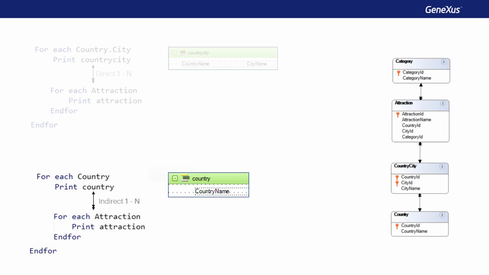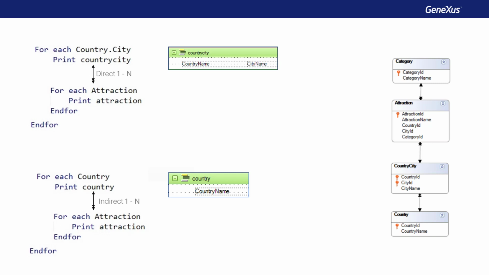The second is indirect. The base tables of the external and nested for each are country and attraction. If we look closely, each country has n cities, each one with n attractions. The base tables of the for each commands do not have a direct one-to-n relationship, but they do have an indirect one, through the country-city table. In other words, note that the base table of the first for each, country, is included in the extended table of the base table of the nested for each, attraction. Then a join will be made.